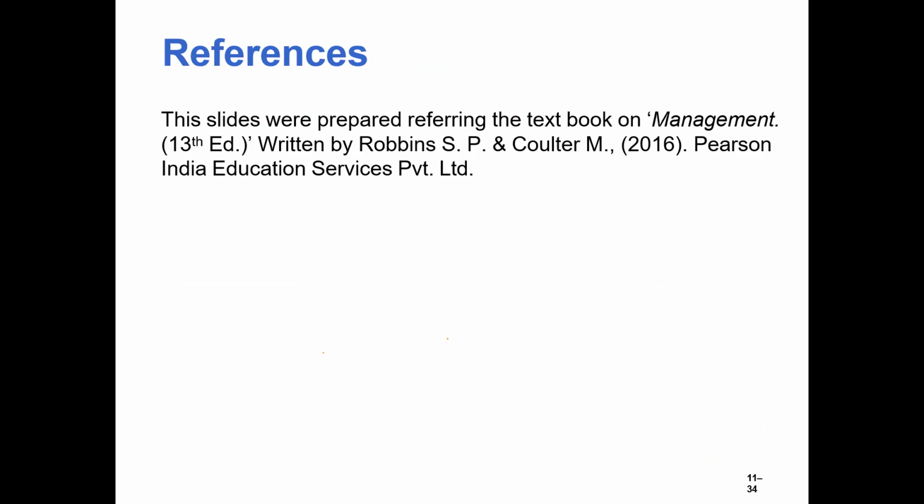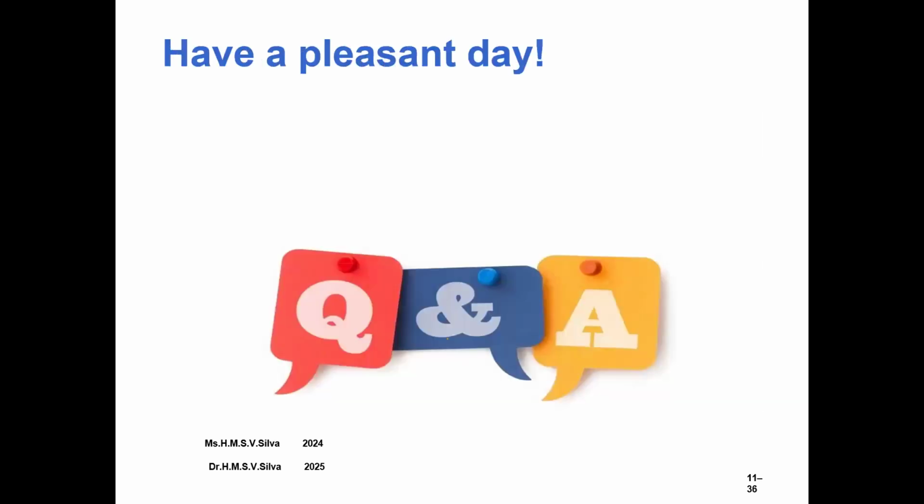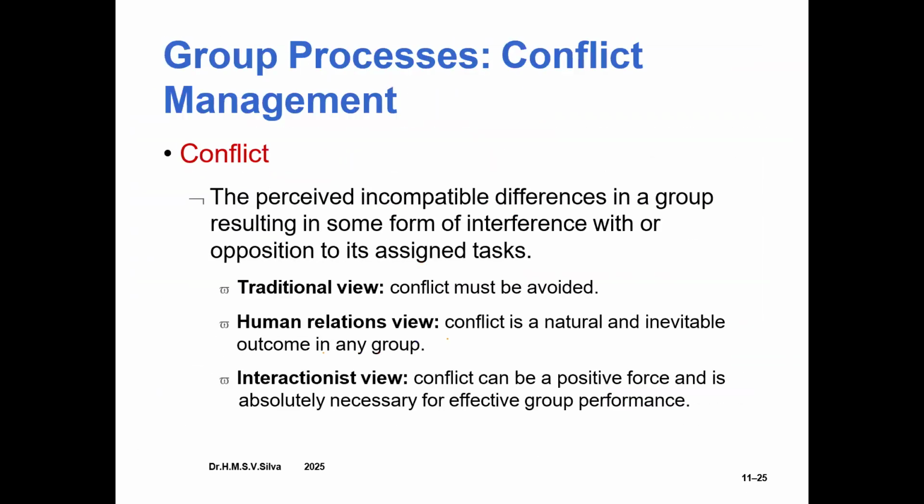This is a reference. This is the book I referred to in preparing this presentation. I used the book written by Robbins and Coulter, 2016, 13th edition. The book name is Management. You can decide and commit to succeed, because you are the one who should prepare your own short notes as well as everything. Let's look at the intended learning outcomes.